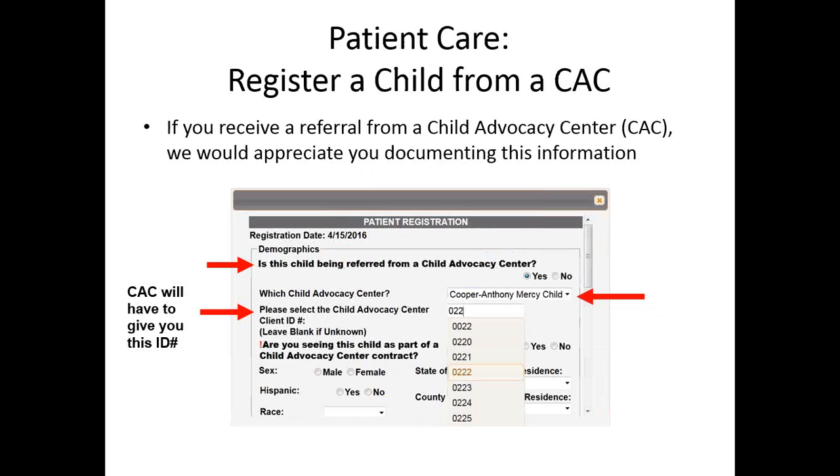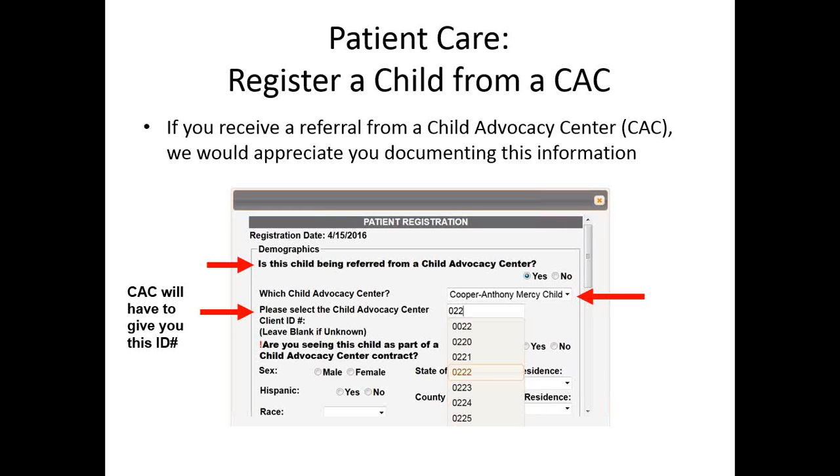I did want to mention briefly, and you might have already seen this, that one of the first questions you're asked when you want to register a child is whether this child is being referred from a child advocacy center. Chances are, if they are, you probably already know. But the purpose of that question is that one of the things we're charged with, ARBEST, is figuring out how the kids that enter a child advocacy center are accessing services if they need them. So we're trying to link the kid back to the CAC that they came from.